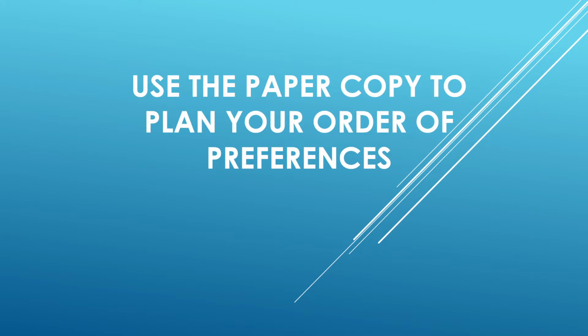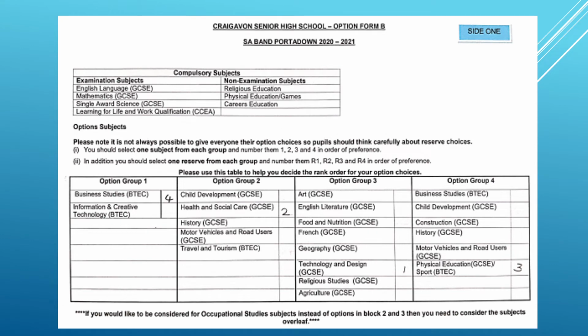It's really important that you use the paper copy of your option form to decide and record what options you're going to choose. First of all, you need to decide the options that you would like to do in order of preference and label them 1, 2, 3 or 4 depending on the number of option choices that you have. So for example, this pupil has begun filling in and completing their option form and you need to choose your first preferences to begin with.